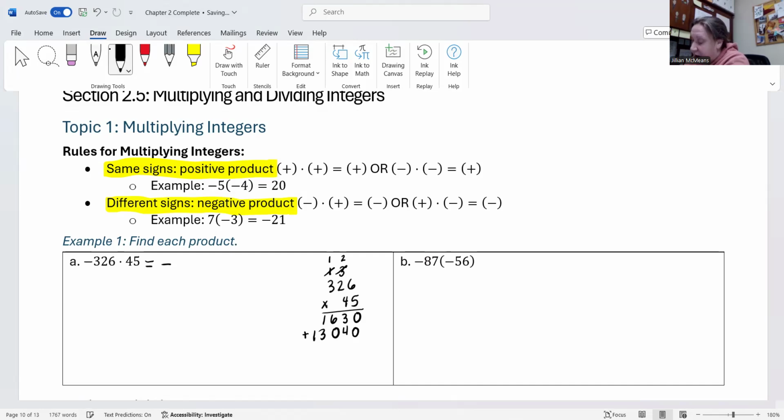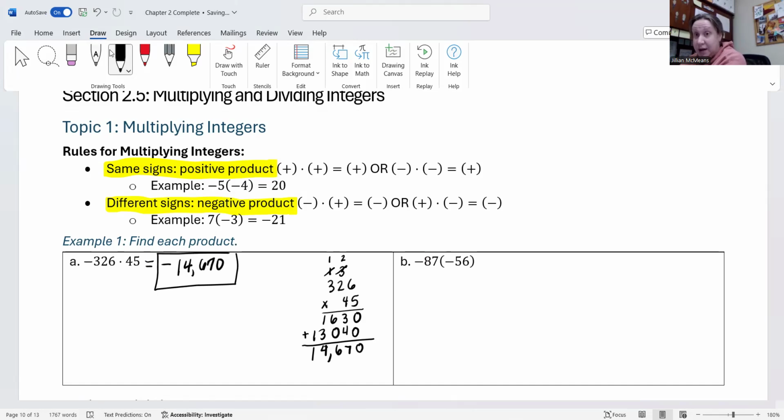And hopefully you remember we've now got our two partial products. We want to add those together. That gives us our final product. So 0 plus 0 is 0, 3 plus 4 is 7, 6 plus 0 is 6, 1 plus 3 is 4. And then there's nothing to add to the 1, so I just bring it down. So my final product is 14,670, but is it positive or is it negative? We already decided it was negative, so we get negative 14,670. All right.